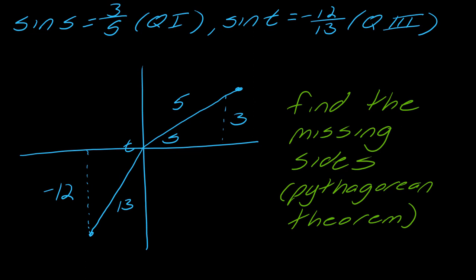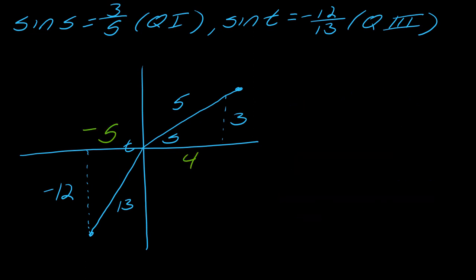And then you just want to find the missing sides, which you can do using the Pythagorean theorem. You could use your a squared plus b squared equals c squared. I'm going to omit the work for that. I personally would recommend that you just pause and find the missing sides, because I think you know how to do that, and I'm trying to keep this video short. So on this side, the missing side is negative 5.